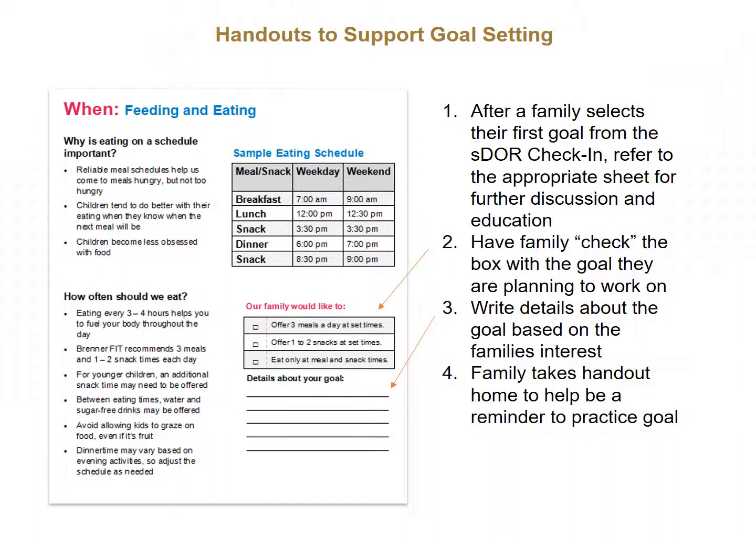This handout that's shown here on when with feeding and eating teaches them again why eating on a schedule is important, and provides education on how often children and adults should eat. It gives an example schedule to help prompt them to set their own eating schedule and structure. And then it has some options as far as what goal they would like to choose, and then some details about the goal. So using this to walk the family through the process can be very helpful.